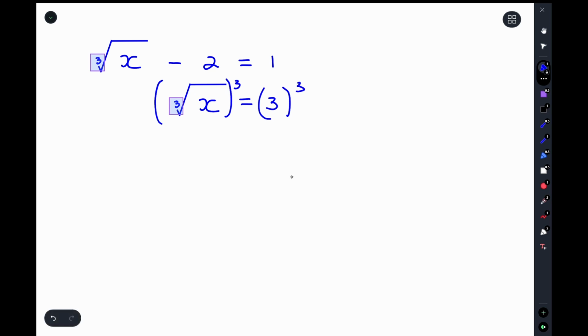Now again, similarly to the square root example, when we cube the cube root, you can consider them being cancelled, and we now have the cube root of x cubed is x, and 3 cubed is 27. And that's our answer.